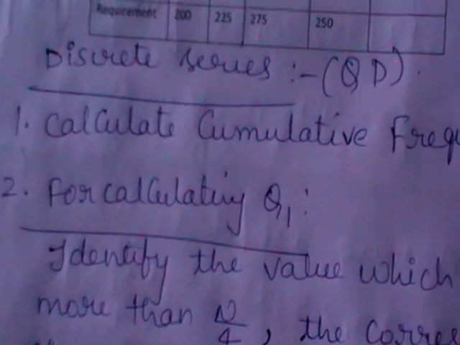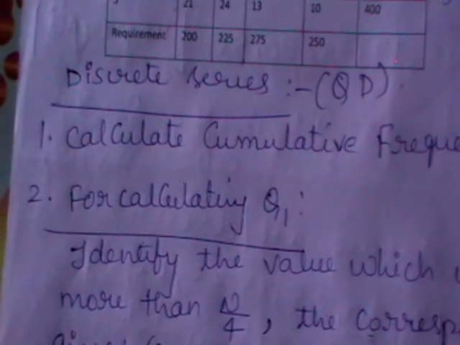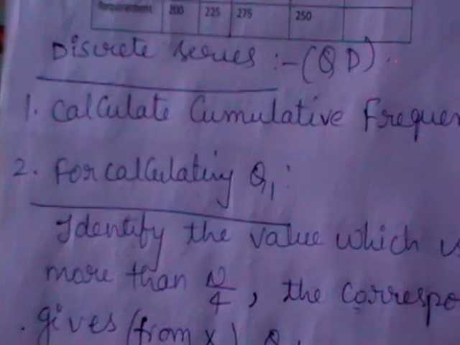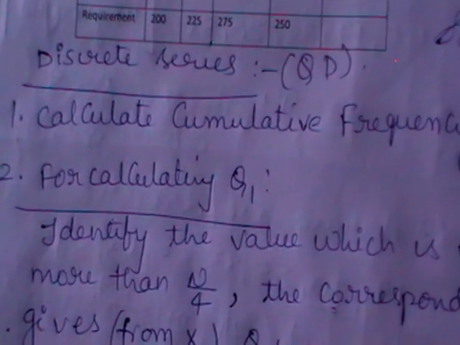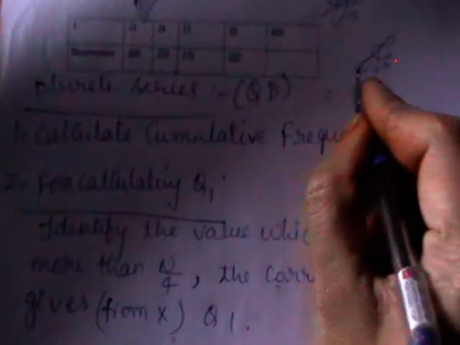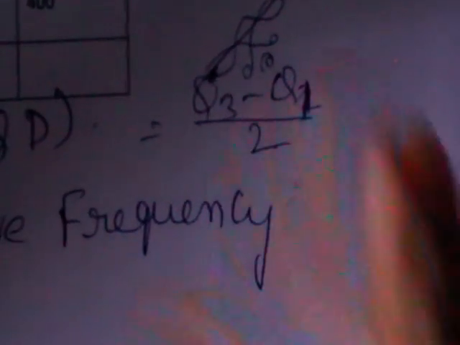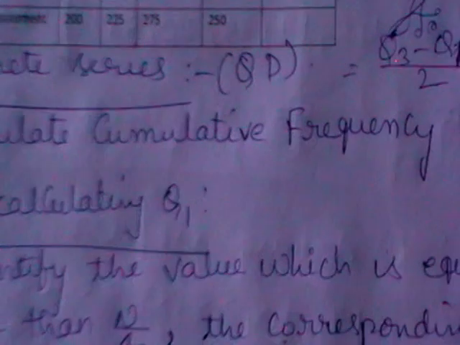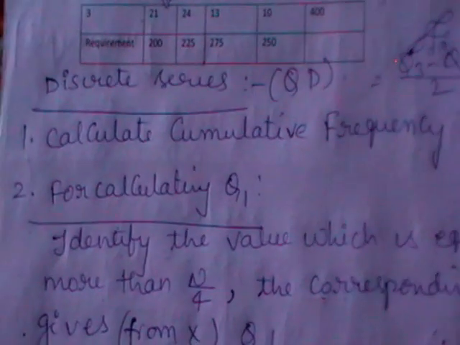So now we are going to discuss quartile deviation for discrete series. So no change in the formula. Formula for quartile deviation is Q3 minus Q1 by 2. So only the calculation of Q1 and Q3 is going to change.